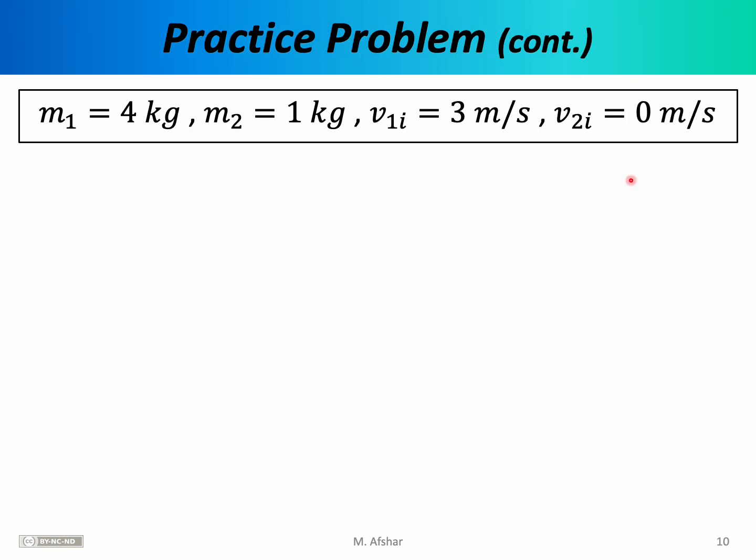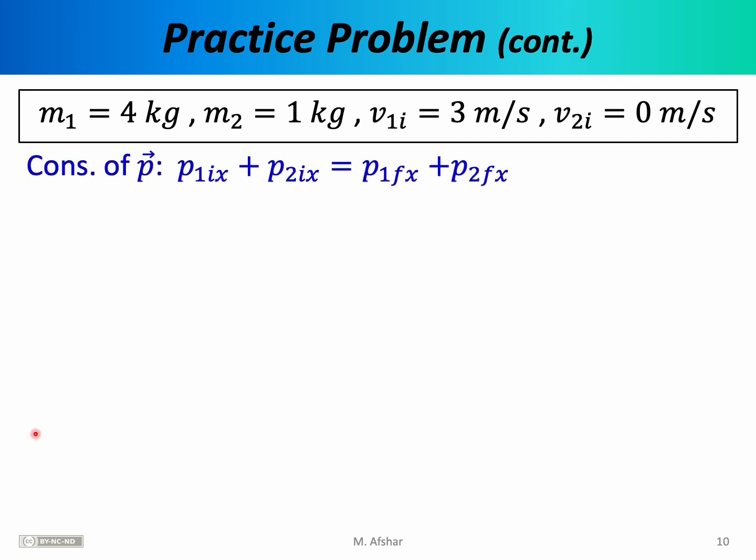To solve this problem, I have first summarized all of the relevant parameters at the top. I know what the masses are for the two particles, and I know the initial speeds of the two particles. The goal is to find the final speeds or the final velocities. To begin with, I'll use conservation of momentum. Conservation of momentum states that the initial momentum is equal to the final momentum.